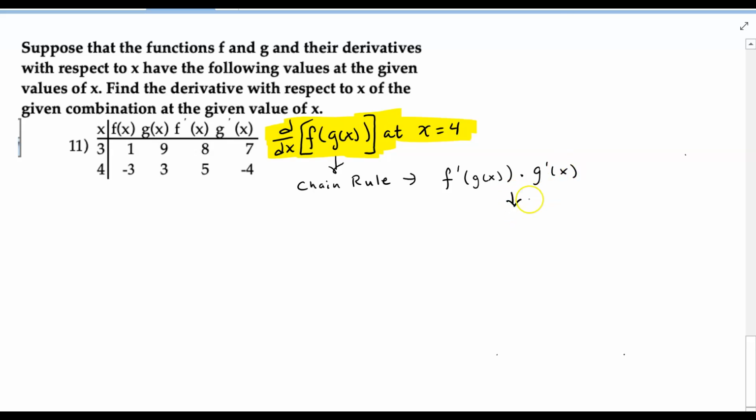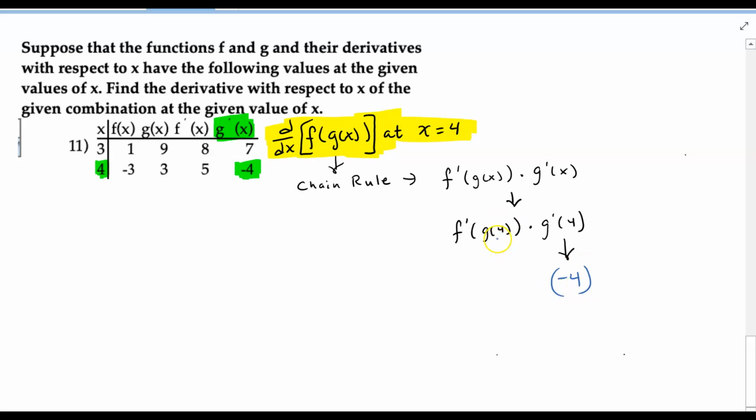But since we're plugging in 4 for x, we're going to say f prime of g of 4 times g prime of 4. Okay? So we're going to work all of this from the outside in. I think it's easy to substitute the g prime of 4 here. So if I look at g prime of 4, here's g prime. Let me actually use a green highlighter. Here's g prime, and g prime of 4 is this value here, negative 4. So let me write that in blue, negative 4.